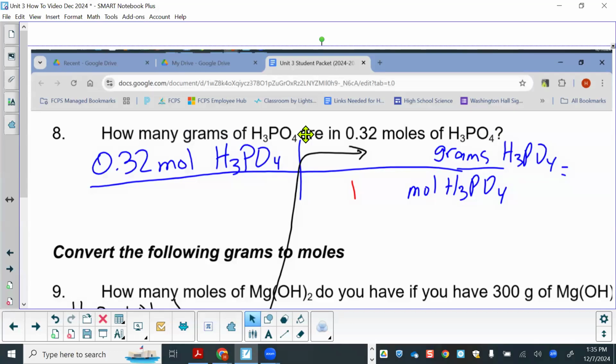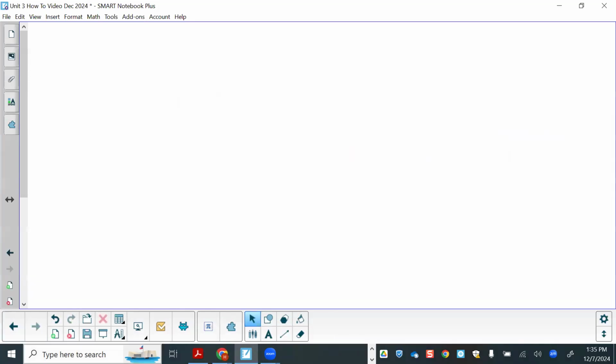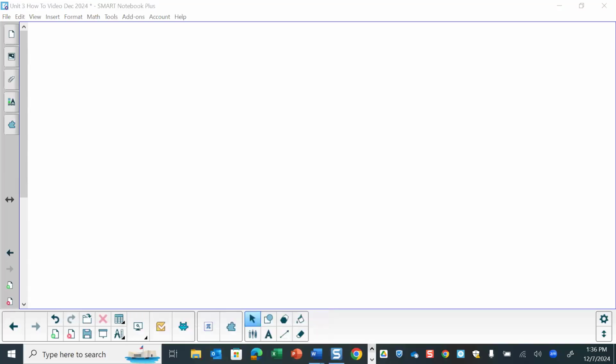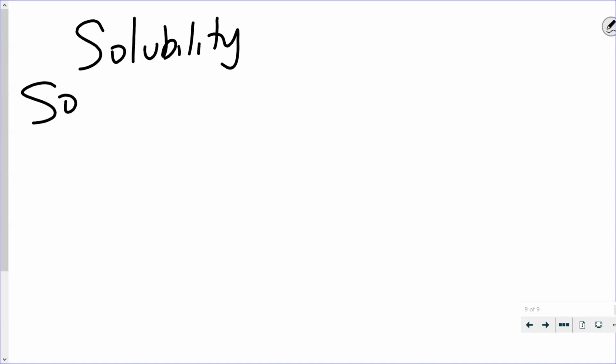Last topic I want to talk about is solubility. Solubility of what we call a solution and how much dissolves at particular temperatures.